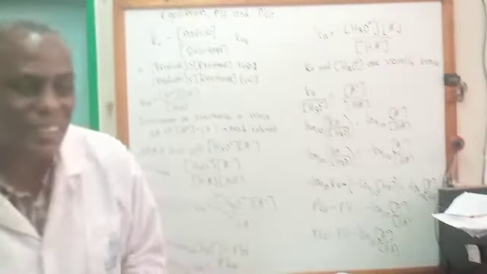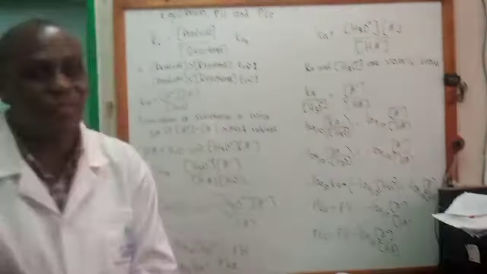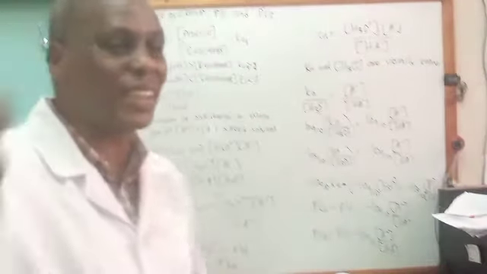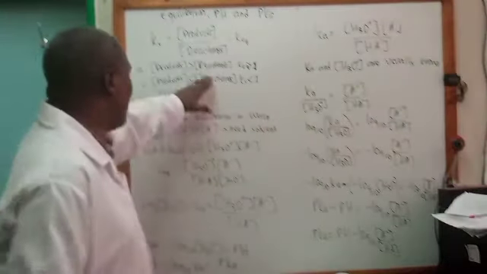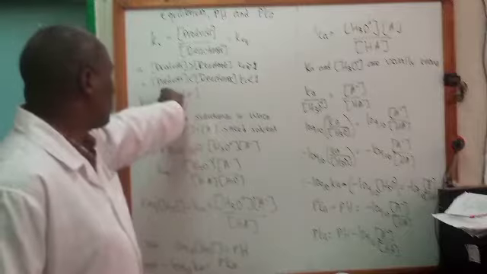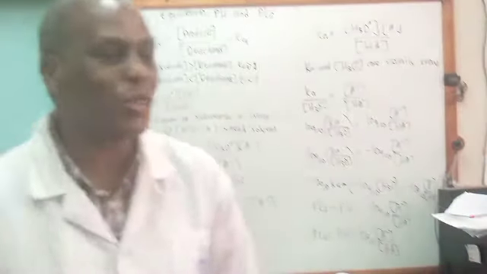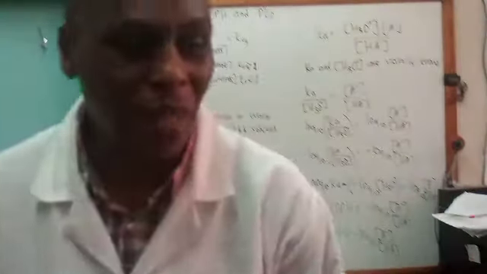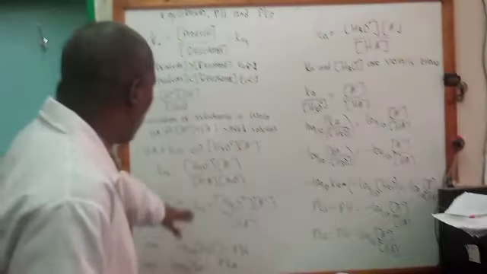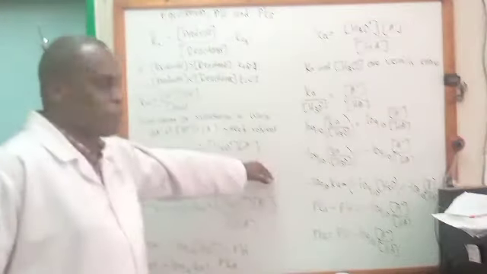But for weak acids, the denominator will be large. That will make the concentration of the products very small. So you're going to get a 10 to the power minus something, and if you take log base 10 of that, you're going to get a negative figure.